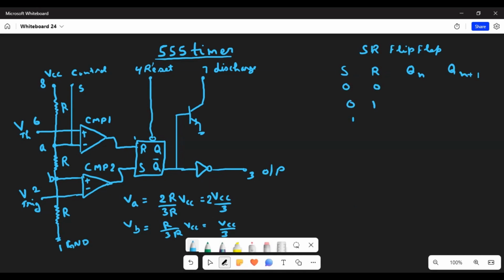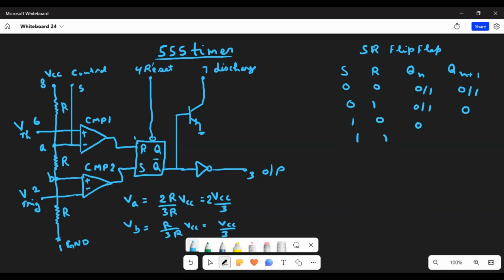We will apply different signal combinations like 00, 01, 10 and 11. When S is 0 and R is 0, the current state, irrespective of the previous state 0 or 1, will have no change. If it is 0, it will be 0. If it is 1, it will be 1. Similarly, if S is 0 and R is 1, irrespective of the previous state Qn, whether it is 0 or 1, the output will be 0.